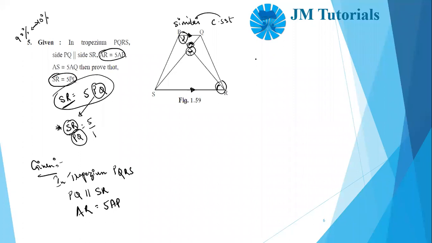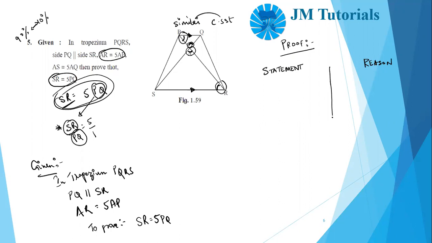Okay. So to prove, I have to prove this. What I have to prove? I have to prove this. So I'll write that. Okay. Now proof. Statement and reason.